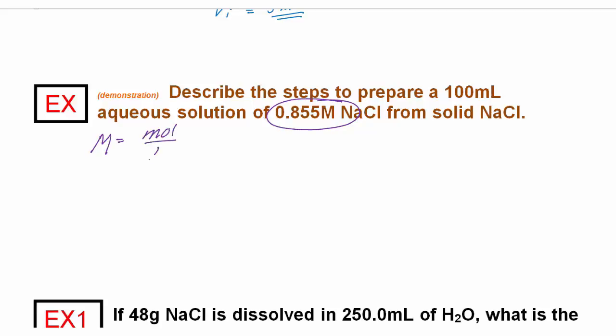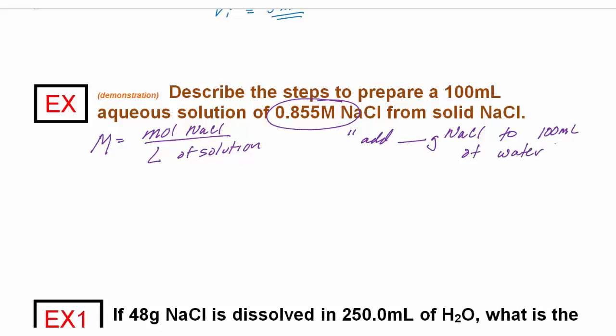Molarity is moles over liters. In this case, moles of sodium chloride over liters of solution. Your answer is just going to look like this. Add this many grams of sodium chloride to 100 milliliters of water. Why 100 milliliters? Because, well, that's what they wanted. Okay, we just have to figure out the number of grams of sodium chloride. The answer is right here.